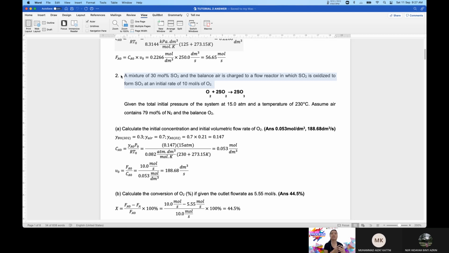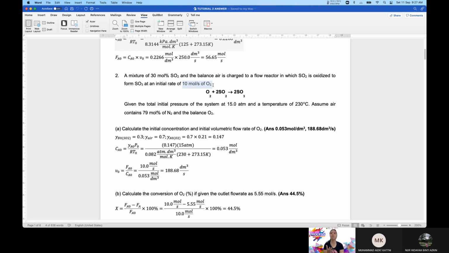So nitrogen, we can say, is inert. It is in the system but not involved in the reaction. Okay, so this part is a bit tricky. Although it is 30 mol % SO2, the remaining 70% is not only O2 but also N2. Okay, so it says the initial rate of 10 mol per second of O2.